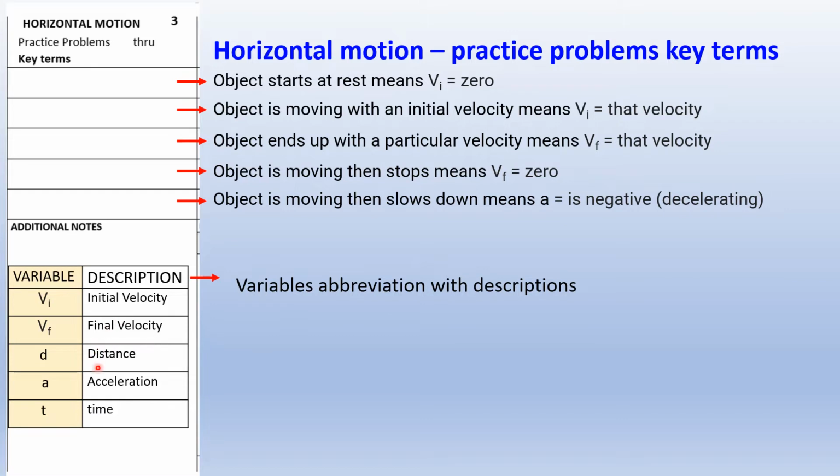So here are the variables abbreviations with descriptions. Vi, initial velocity, Vf is final velocity, D is for distance, A acceleration, and T for time.